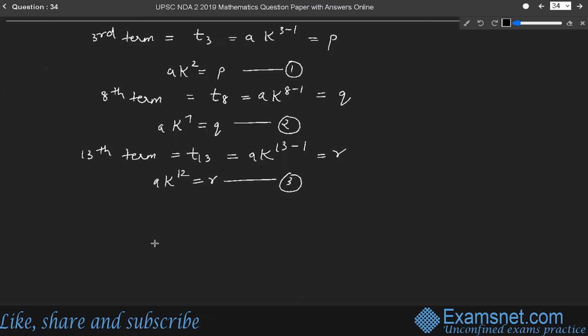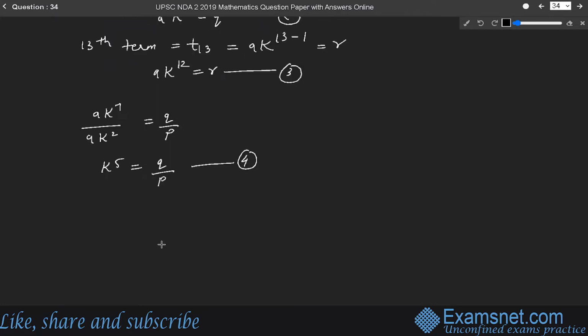We have 3 equations. So dividing the second equation by the first equation, we get AK power 7 upon AK square is equal to Q upon P. Or we can say that K power 5 is equal to Q upon P. Let this be equation number 4. Again, dividing equation third by second, we get AK power 12 divided by AK power 7 is equal to R upon Q, or K power 5 is equal to R upon Q. Let this be equation number 5.